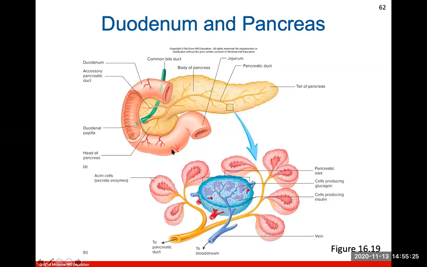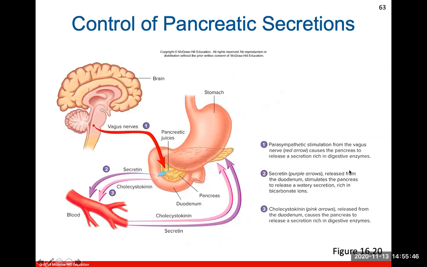So here's a look at the pancreas. Here are cells producing insulin and cells producing glucagon in the pancreatic islets. So these are the endocrine cells. And then here are the exocrine cells, the acinar cells that will secrete different enzymes that will travel through the pancreatic duct into the duodenum. Control of pancreatic secretions: parasympathetic stimulation causes the pancreas to release a secretion rich in digestive enzymes after a meal. So this will be under parasympathetic control, the rest and digest, and those stimulations will come from the vagus nerve.